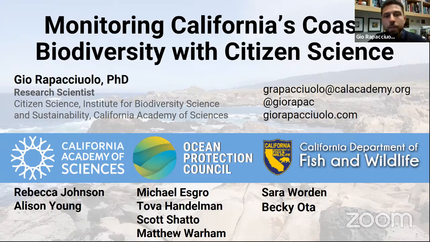So I really want to start by acknowledging the whole team here. This has been a fantastic collaboration and continues to be a fantastic collaboration. I highlight a few names. Rebecca Johnson and Alison Young, first and foremost, are the co-directors of citizen science here at the Academy. They've been creating and spearheading some of the amazing citizen science initiatives on the coast here in California and beyond, much beyond. So we'll find out a little bit more about those. Luckily, they're joining us today, and so they'll be presenting a little bit about them as well.